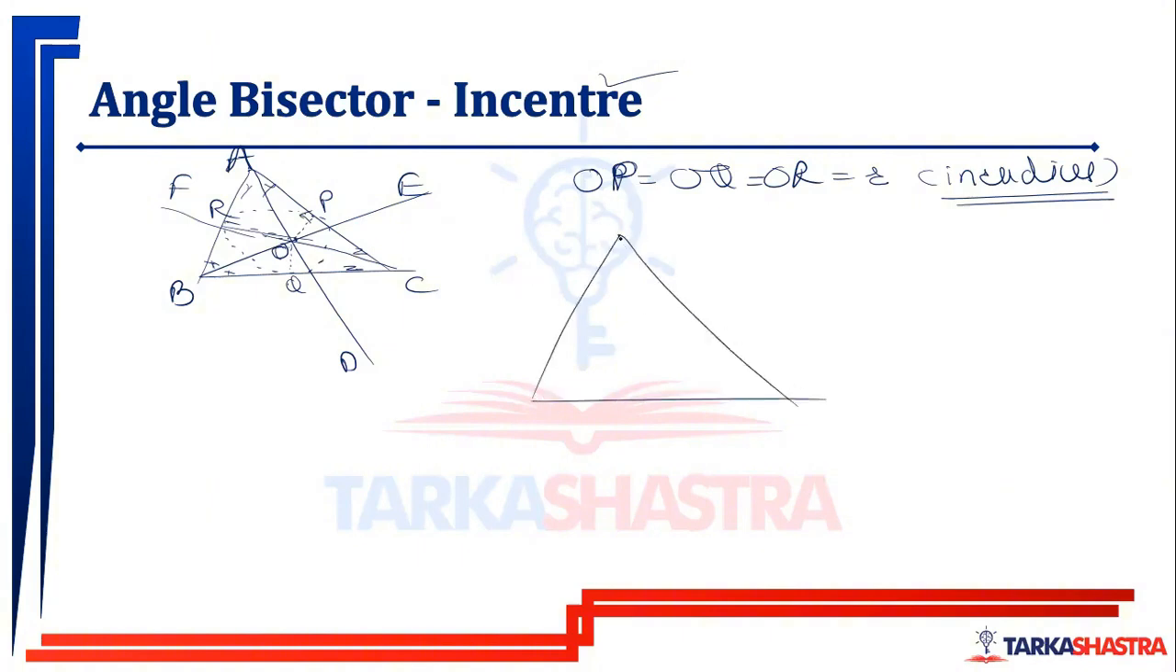So this is triangle ABC, and let us assume this is the angle bisector of angle BAC, AD. Here the angle bisector will always divide the opposite side into BD and CD in the ratio of the adjacent sides AB and AC. BD upon CD is equal to AB upon AC. This is the angle bisector theorem.